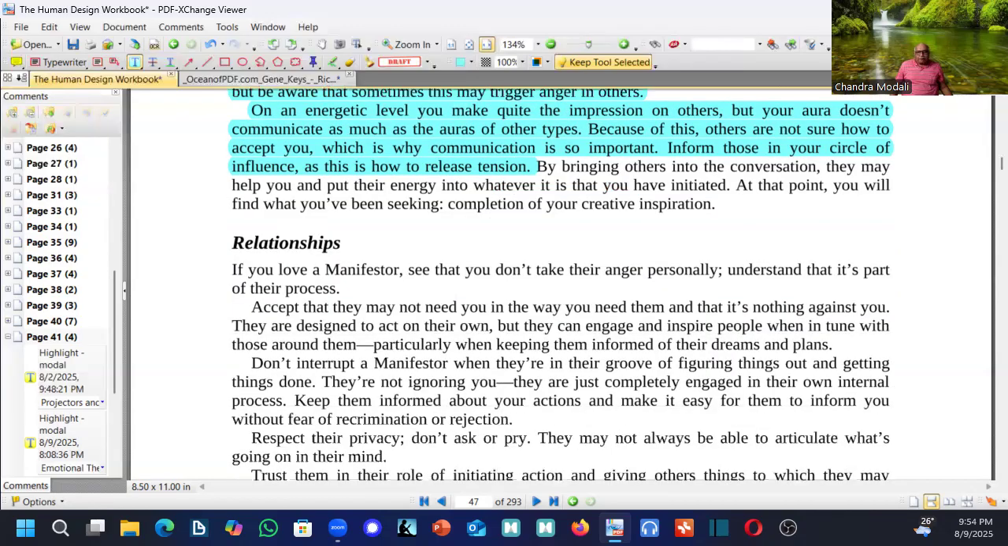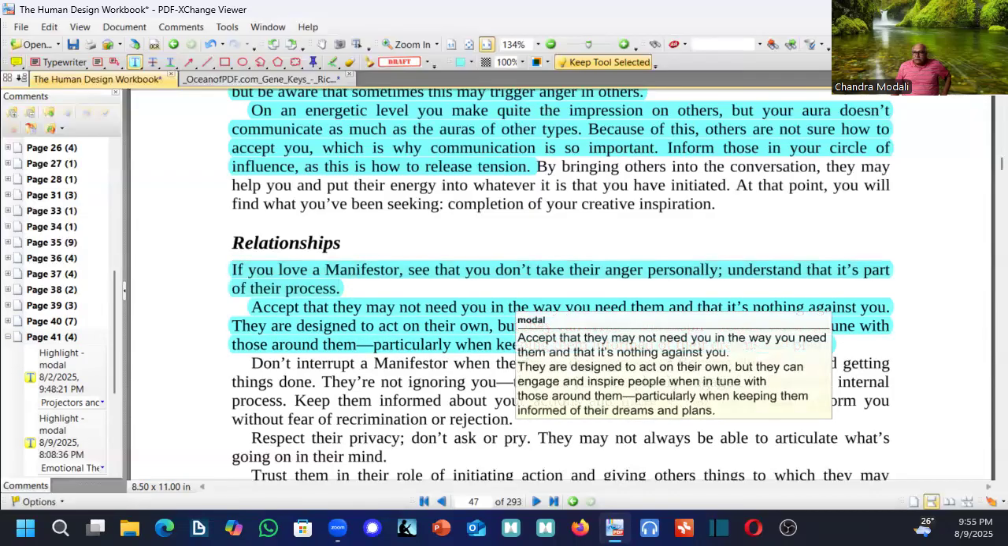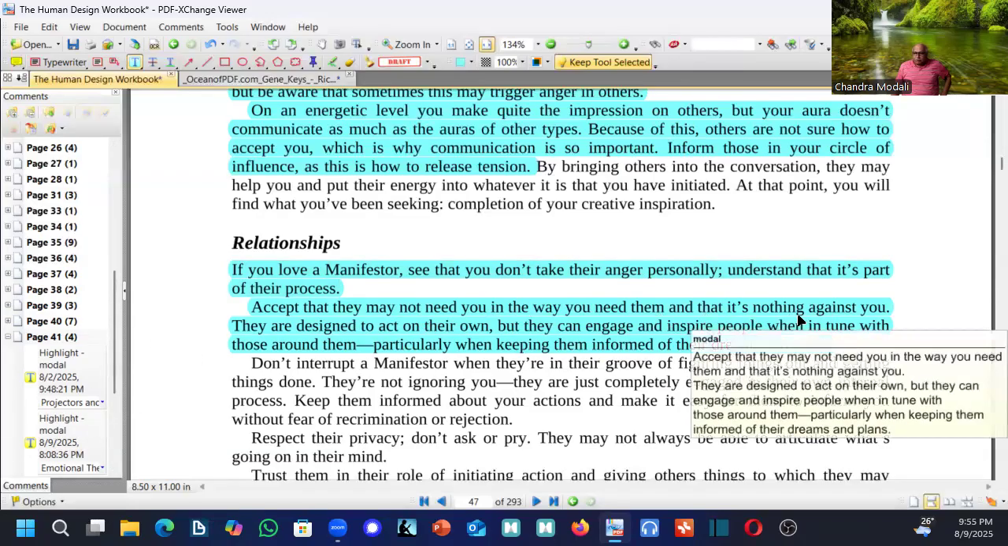Relationships. If you love a manifestor, see that you don't take their anger personally. Understand that it's part of their process. That is how they are. Accept that they may not need you in the way you need them, and that it's nothing against you. They are designed to act on their own, but they can engage and inspire people when in tune with those around them, particularly when keeping them informed of their dreams and plans. I need to check if someone I keep meeting regularly, one of my daughters, is a manifestor, because I observe this problem.